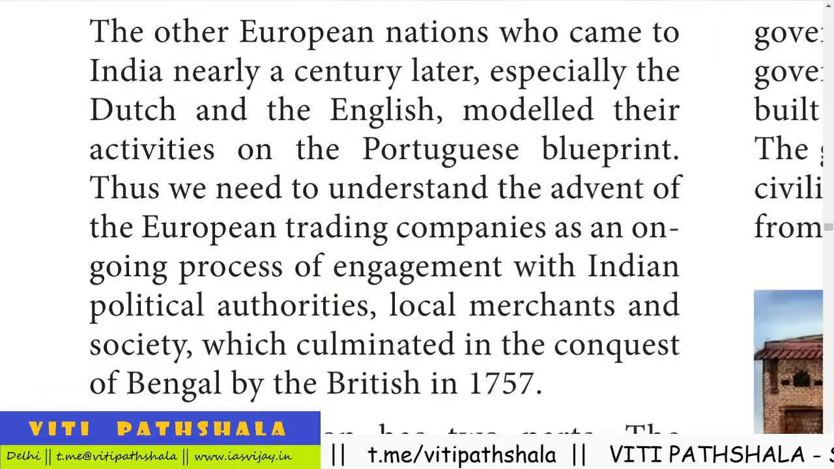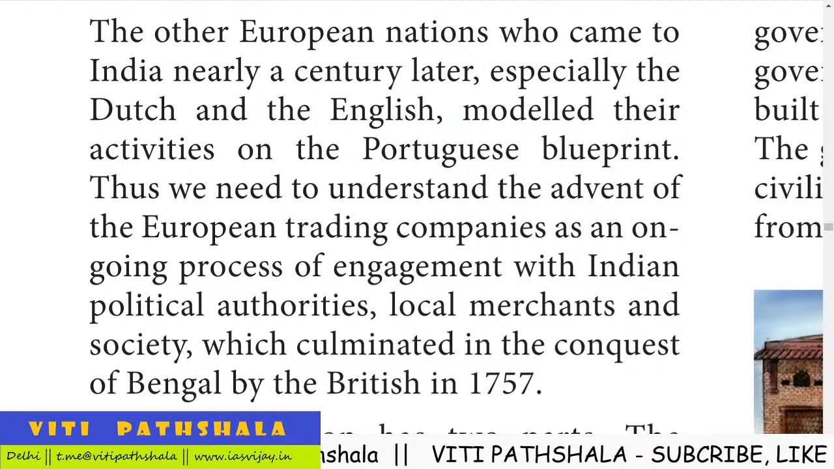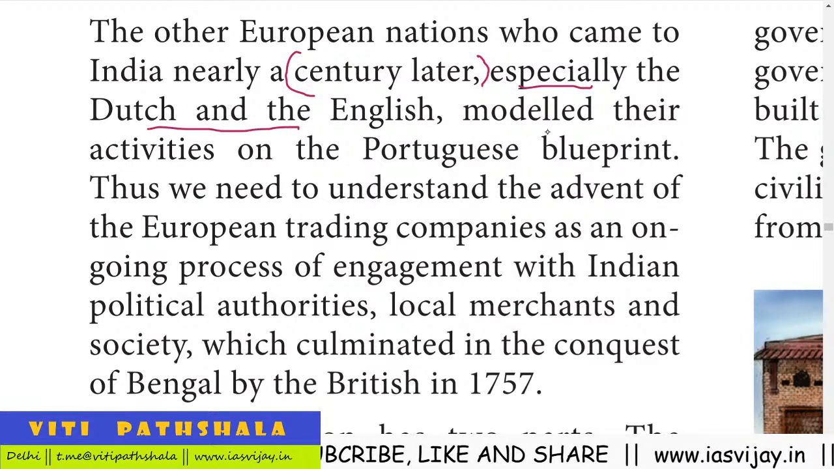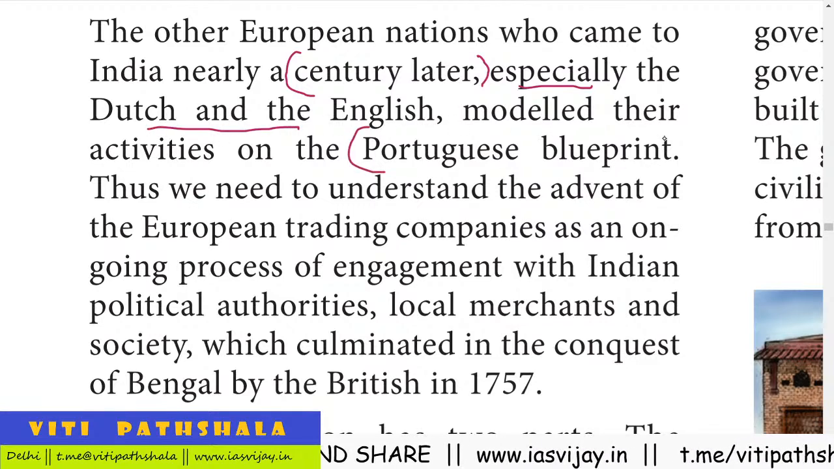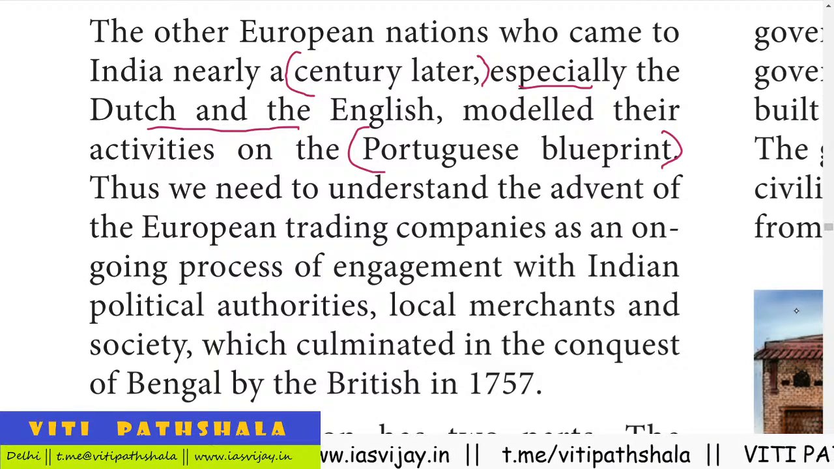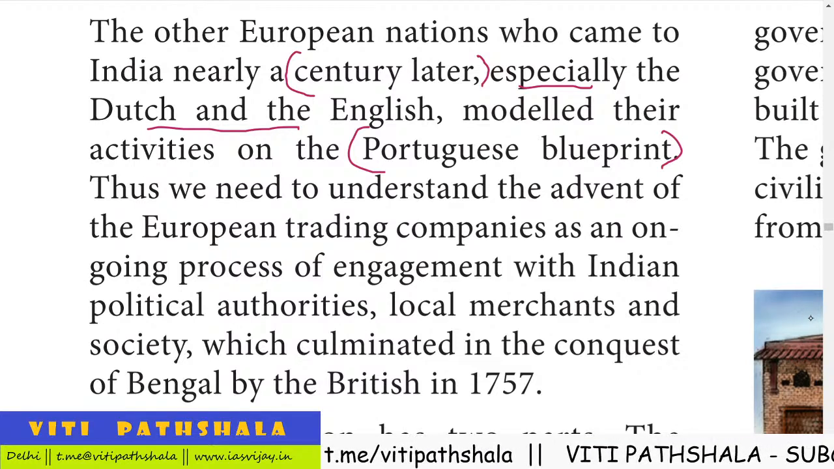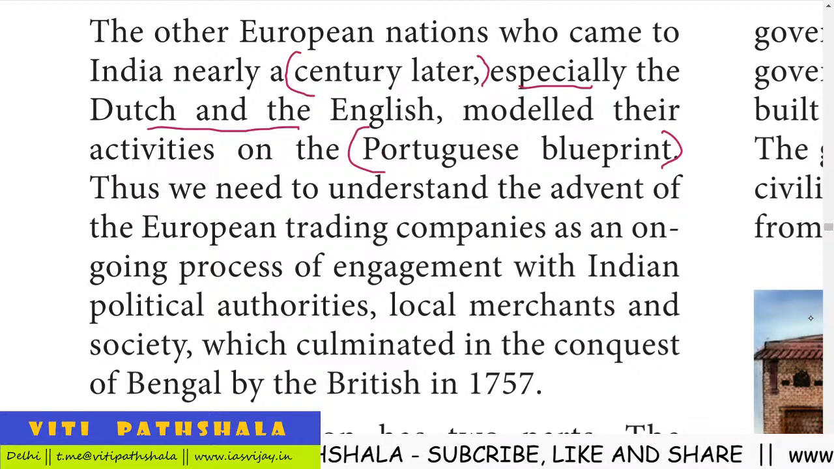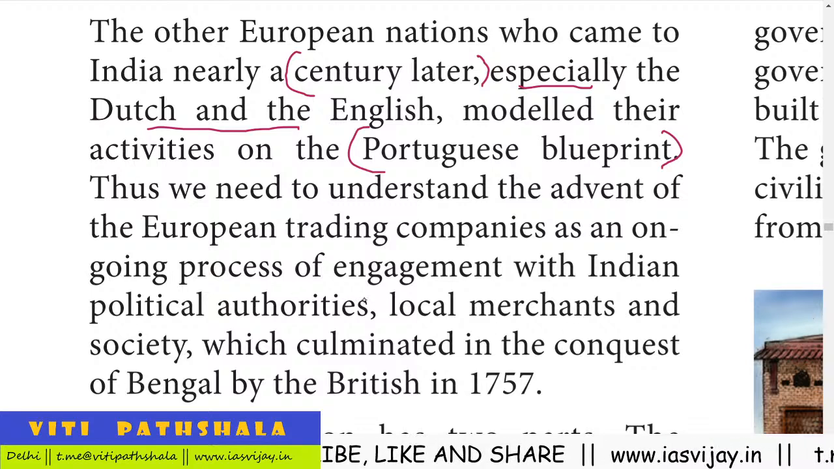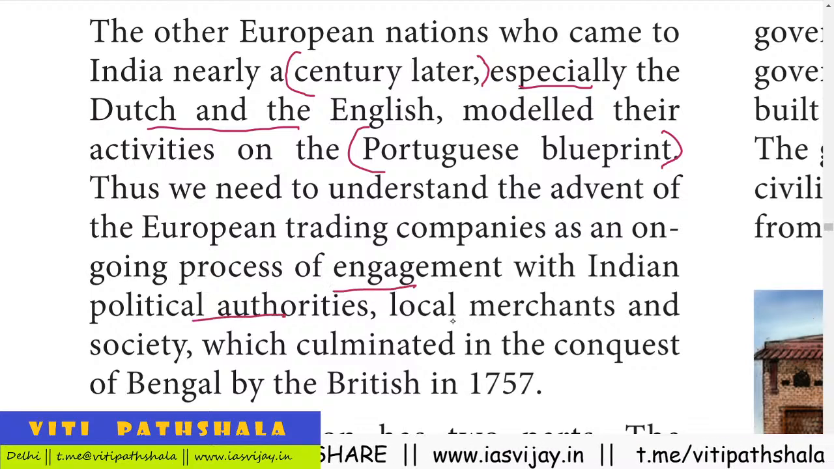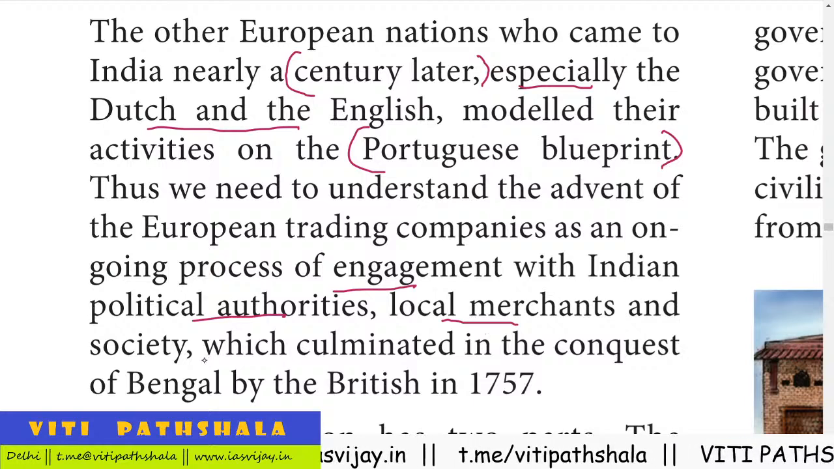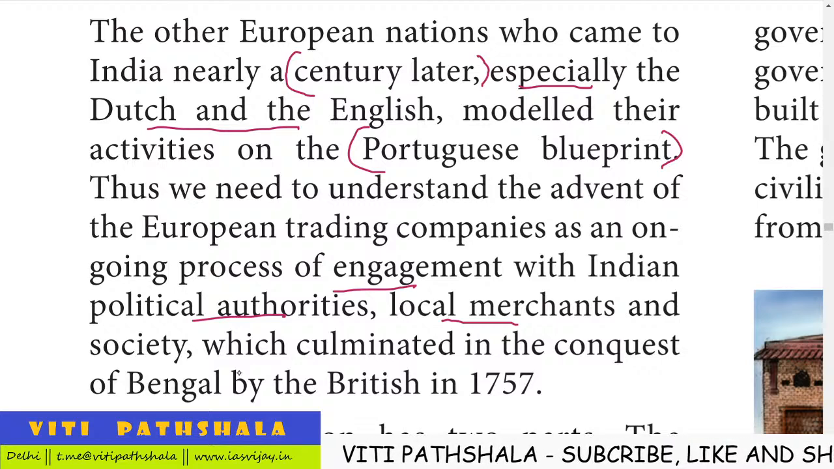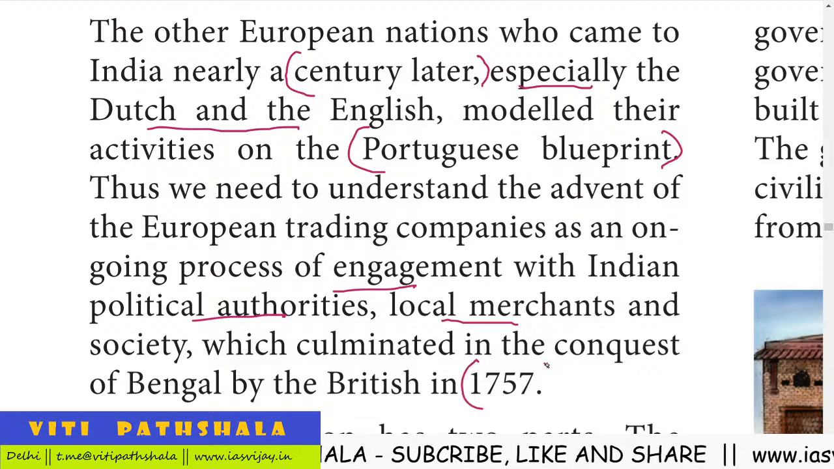The other European nations who came to India nearly a century later, especially the Dutch and the English, modeled their activities on the Portuguese blueprint. Thus, we need to understand the advent of the European trading companies as an ongoing process of engagement with the political authorities, local merchants, and society, which culminated in the conquest of Bengal by the British in 1757.